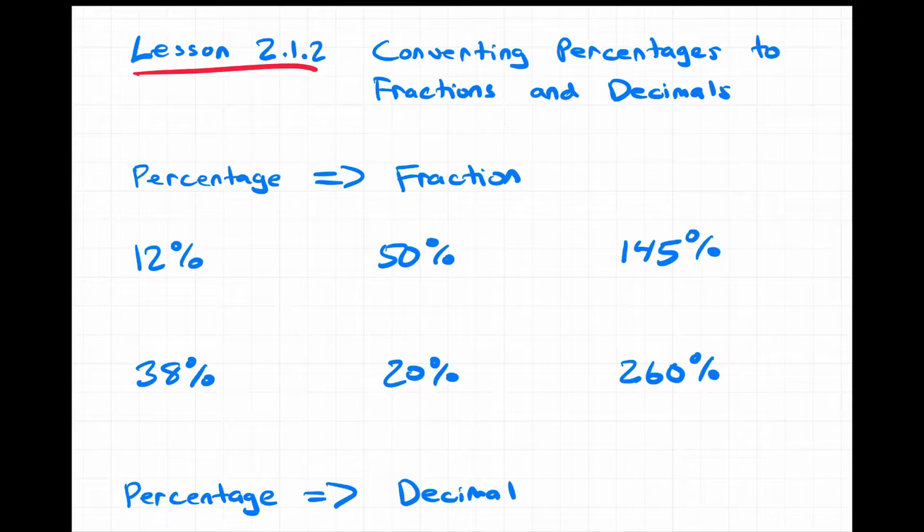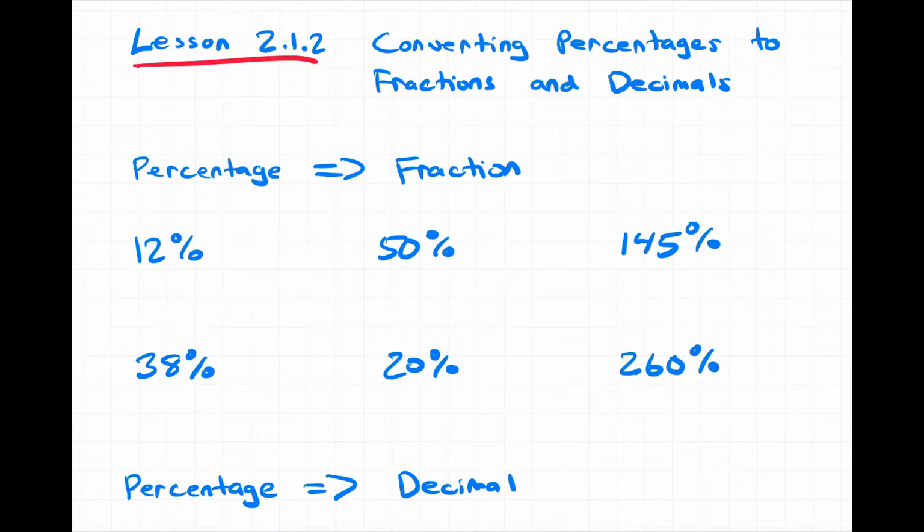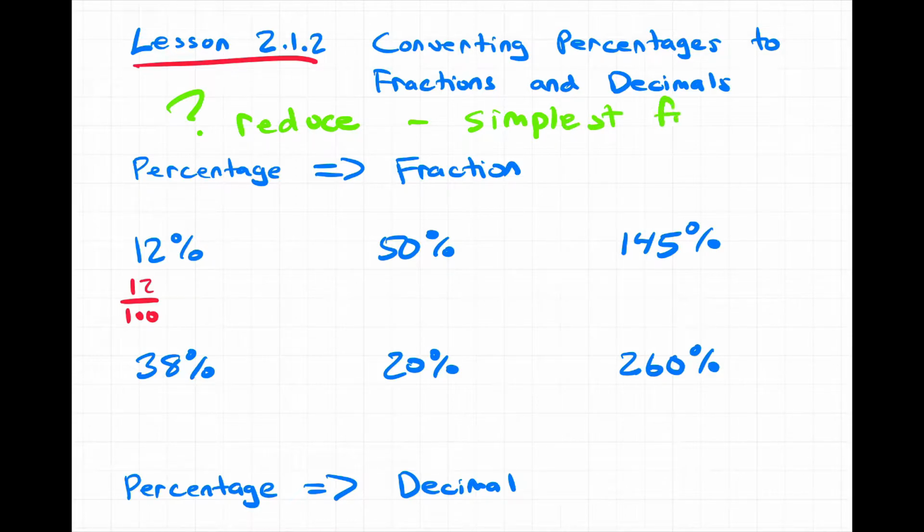So let's start with the top left, 12%. How do we change that to a fraction? Well, remember that a percentage is a number over 100. So this is 12 over 100. And now what do you have to ask yourself? Well, you have to ask yourself, can I reduce the fraction down to simplest form? So that is what we have to do every time.